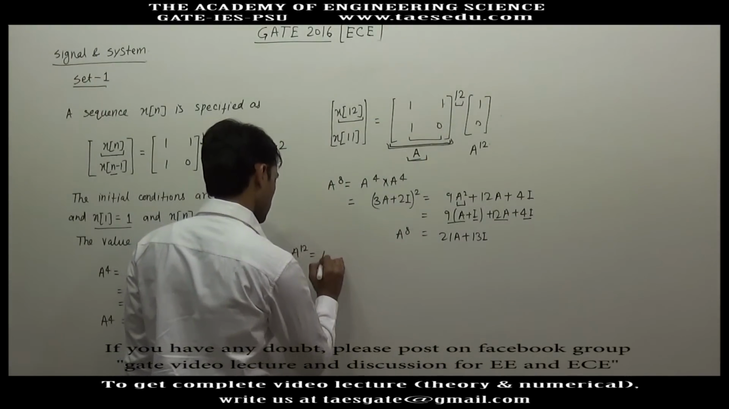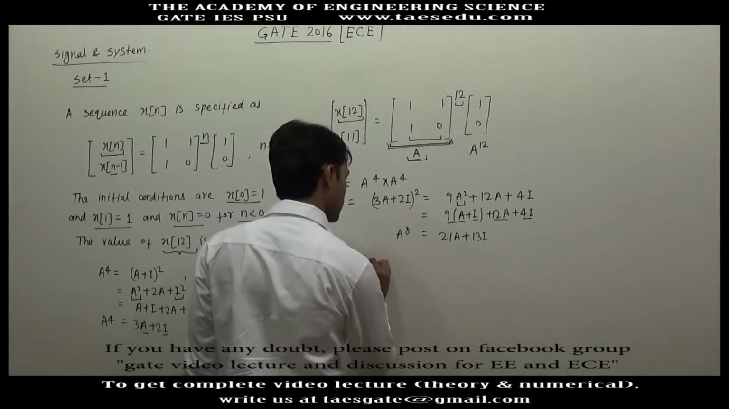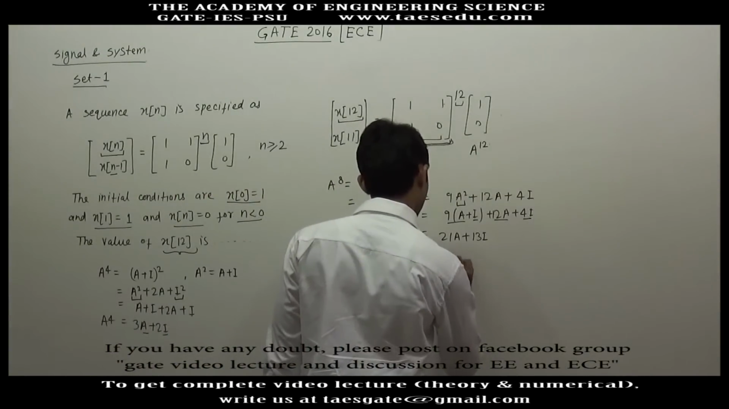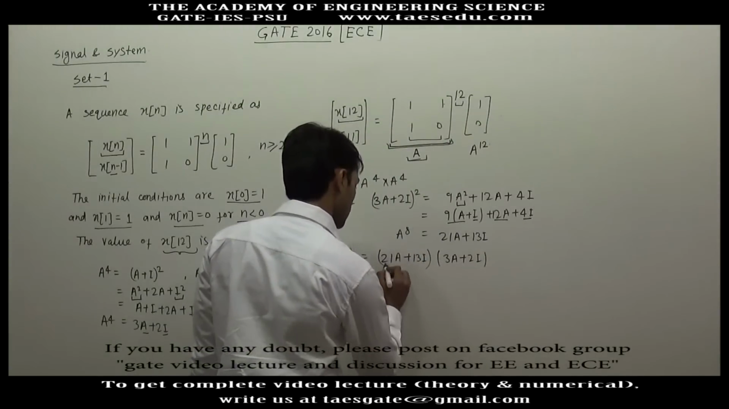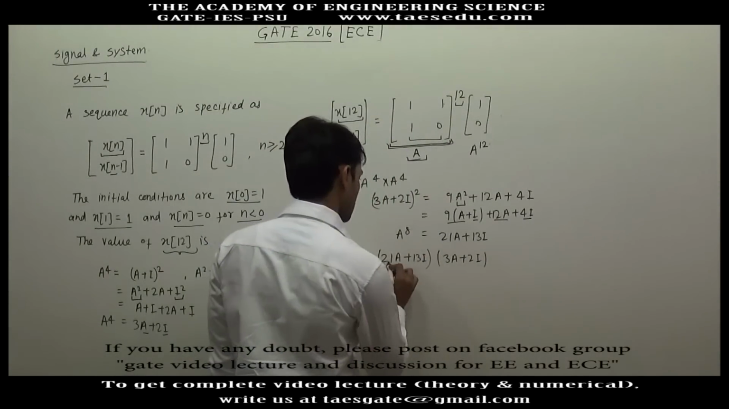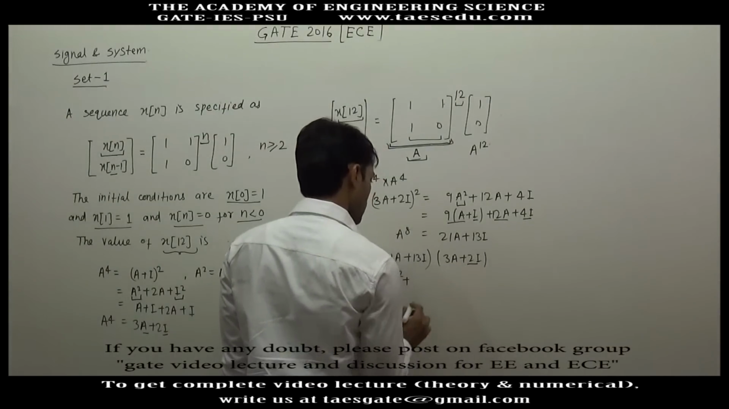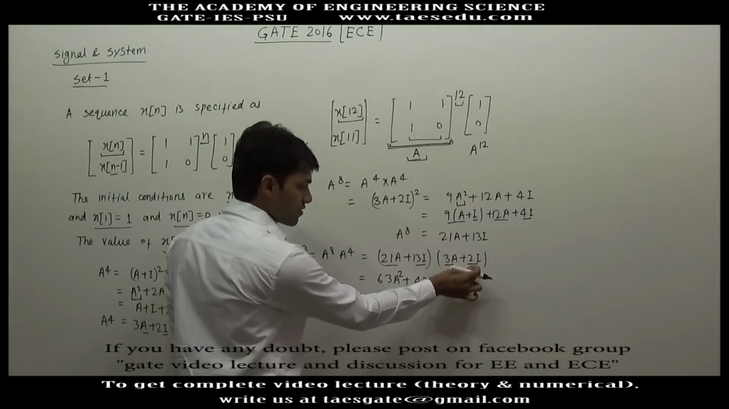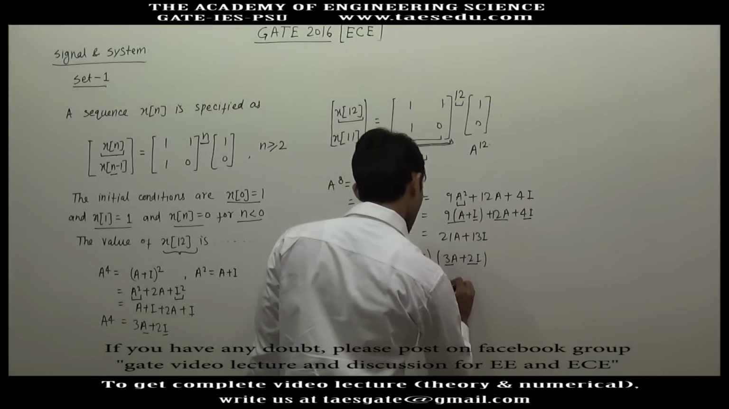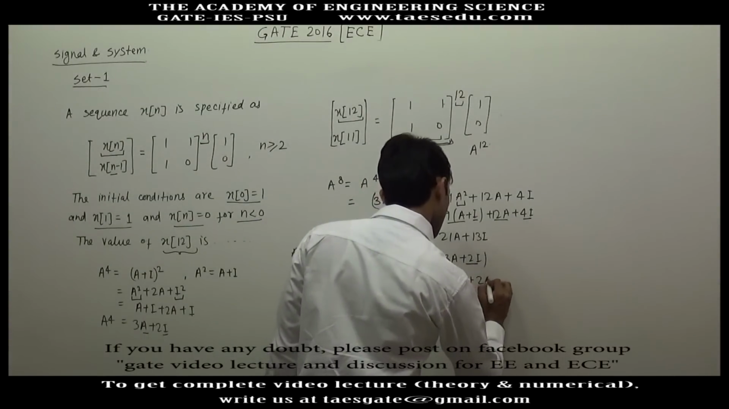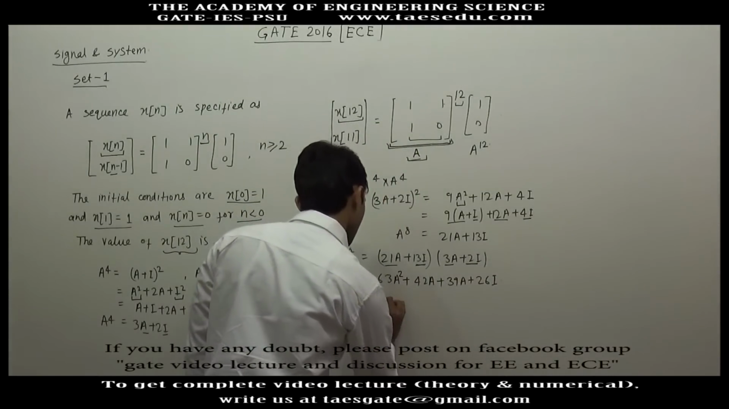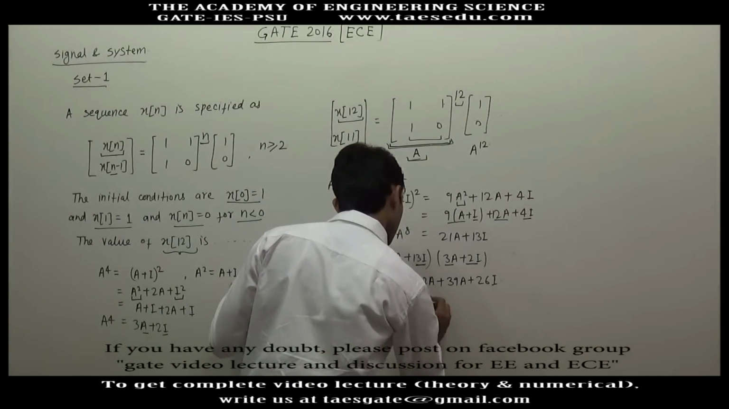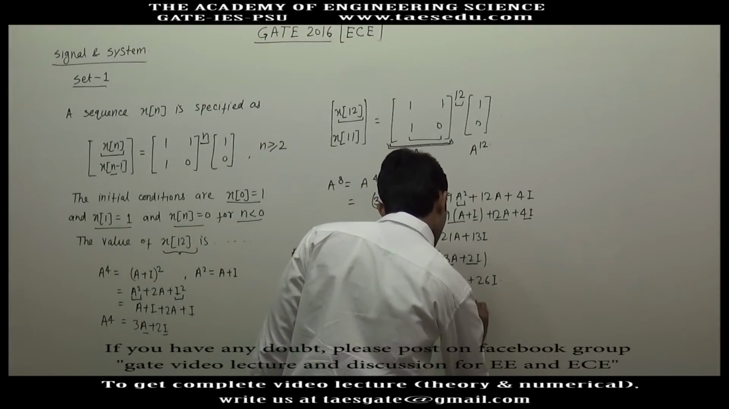Now we have to find A to power 12. This will be A8 into A to power 4. That is 21A plus 13I, and A to power 4 is 3A plus 2I. So this will equal 63A square plus 42AI, sorry, 21A into 2I is 42A, plus 39A plus 26I square, which is I. 63A square is 63A plus 63I. Then we have 81A plus 26I.